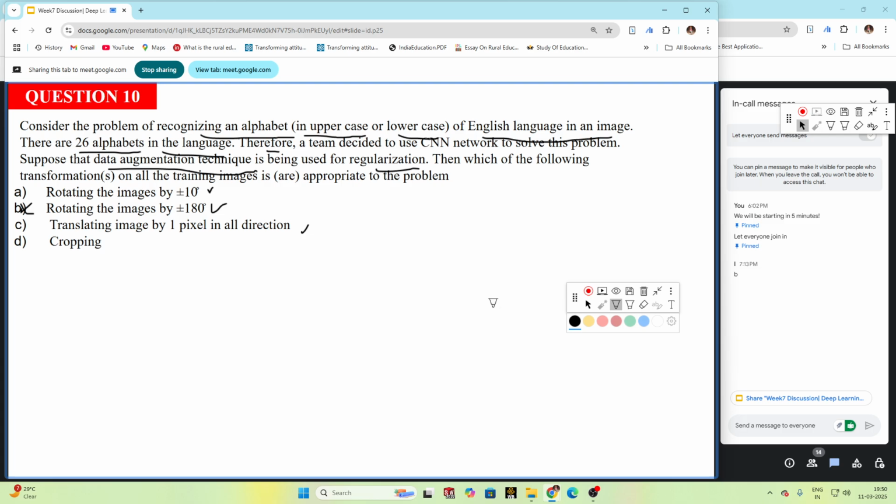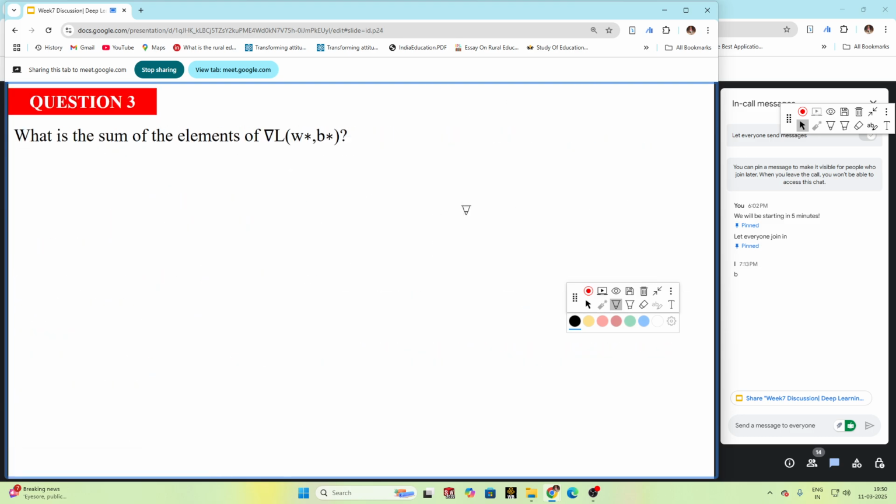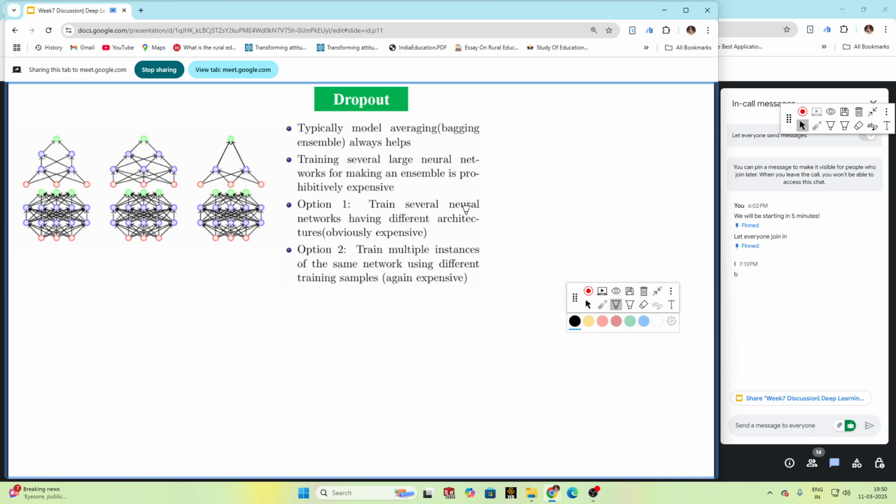Why can B not be used? Let's say W is the alphabet. Now this is a 90-degree rotation, and a 180-degree rotation will be this, right? So W has been changed to M. Okay, remember whenever we were discussing dataset augmentation, what is that?